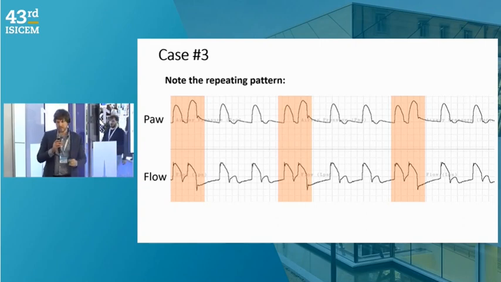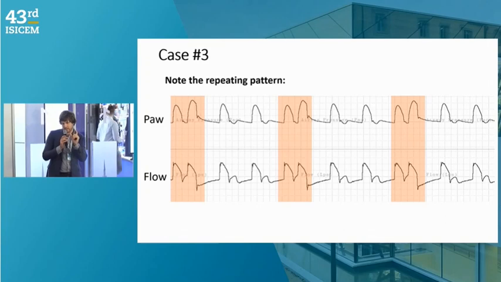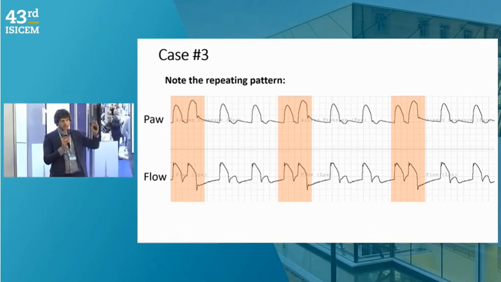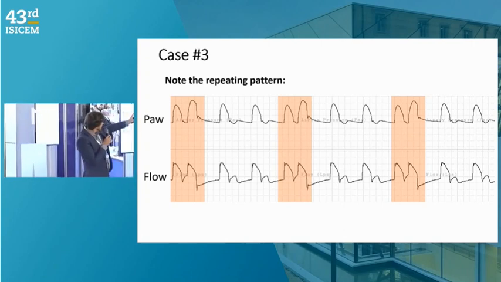But with entrainment, the body's internal pacemaker, respiratory pacemaker, is synchronizing to what the ventilator is doing. So it's trying to match that rhythm, and sometimes that synchrony is slightly off. Right, so the ventilator fires, and then shortly thereafter, the rhythm generating center fires, and that's what you see happening here.